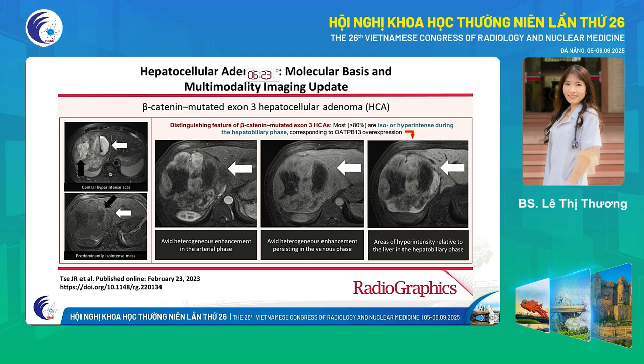Now I will talk a little about beta-catenin mutated HCA. This is a family of HCAs that share a missense mutation in the catenin-associated protein beta-1 gene at exon 3 or exon 7 and 8. The mutation at exon 3 leads to strong pathway activation, and thus this beta-catenin mutated HCA subtype has high risk of HCC transformation. Most are isointense or hyperintense during the hepatobiliary phase, corresponding to OATP overexpression.